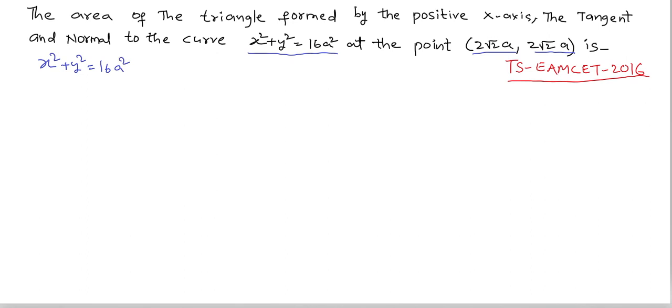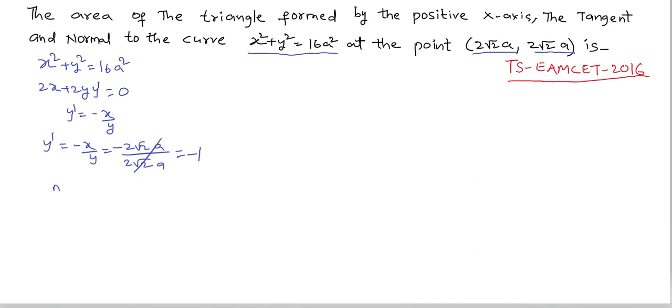Take differentiation on both sides, that is 2x + 2y y' = 0. So from this, y' = -x/y. So this y' at the given point is -x/y, that is equal to -2√2a/2√2a. So this value cancels, that is equal to -1. Therefore the slope is equal to -1.